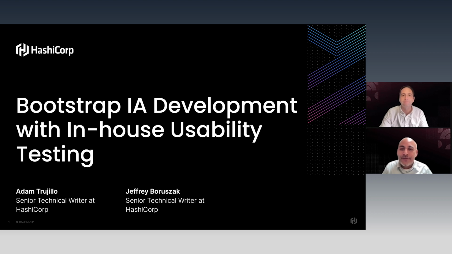I'm Adam Trujillo. And I'm Jeff Boruszak. We're two of the technical writers at HashiCorp. We write documentation for Console, a networking solution for multi-cloud service architectures. And we want to walk you through a project we began last August to address the structural aspects of our documentation. Today, we'll tell you about our ongoing efforts to understand and improve our product's information architecture, or IA.